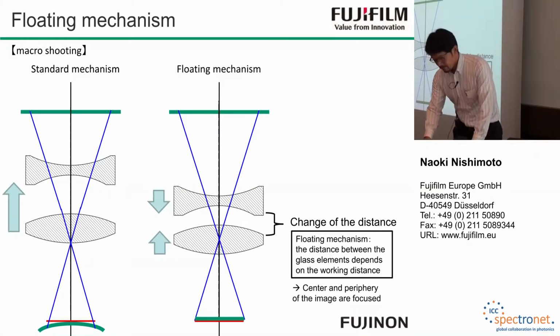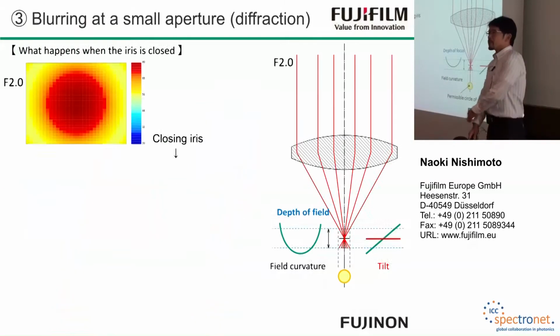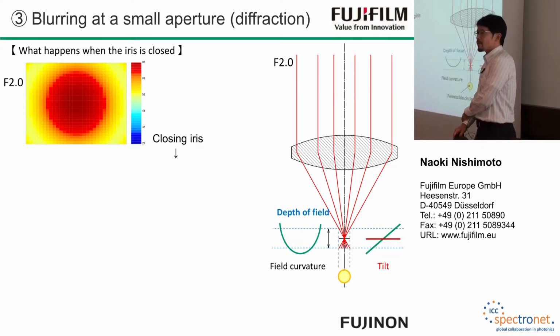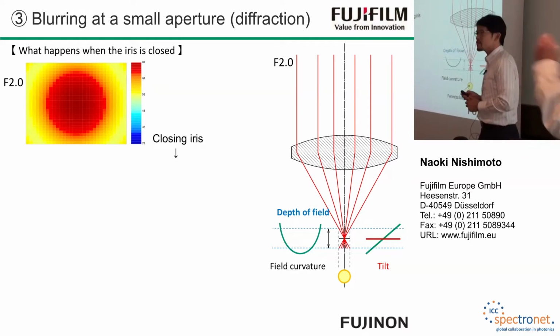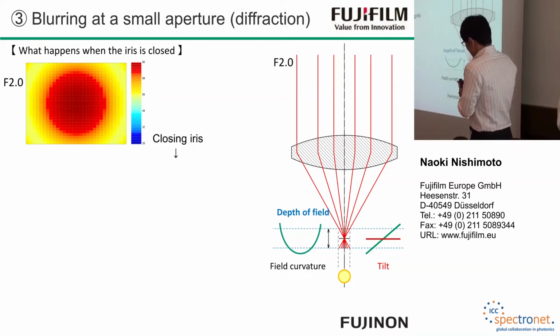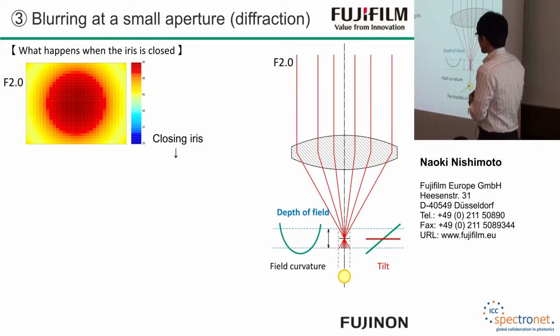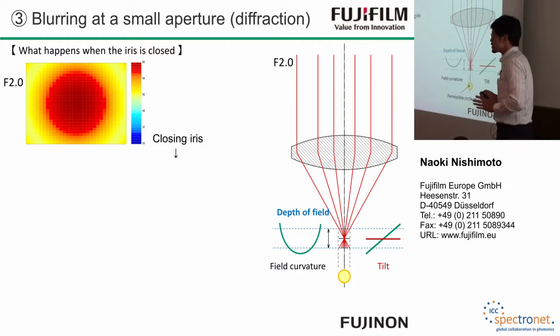Then the third image defect is blurring at a small aperture. I assume that many people think resolution is improved if we close the iris more, and that we can get higher resolution. Let's see if it's true or not. Before that, I need to explain one important thing, depth of focus.